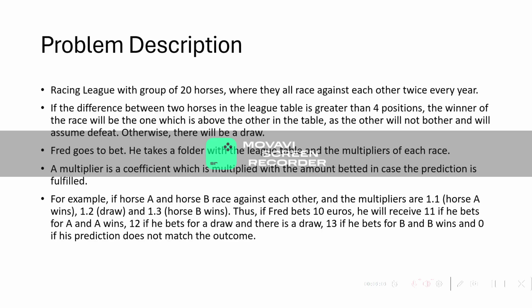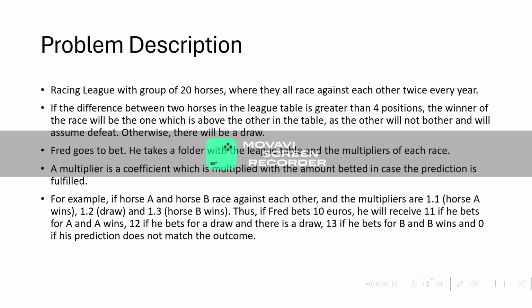A person named Fred goes to bet. He takes a folder with the league table and the multipliers for each race. So we have 20 horses, and each pair of horses has a multiplier associated with it. A multiplier is a coefficient which is multiplied with the amount bet in case the prediction is correct.